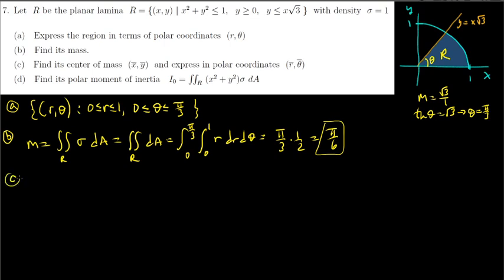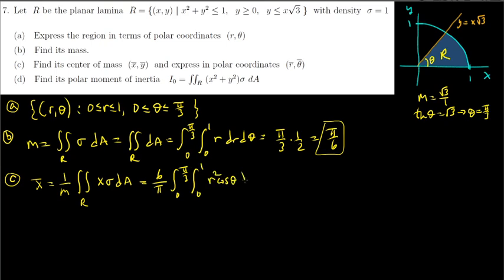So part C, center of mass. So we need x bar and y bar, and express in terms of r bar and theta bar. You don't have to do that, but for the x bar, it's just going to be 1 over the mass times the double integral over R of x times sigma times dA. Again, sigma is 1, so it's 1 over m, so 6 over pi times the integral, again, from 0 to pi over 3, from 0 to 1. But now it's going to be x, which is r cosine theta, r dr d theta.